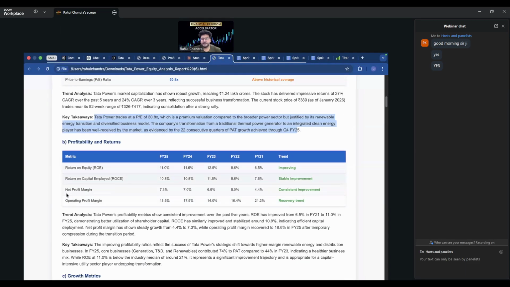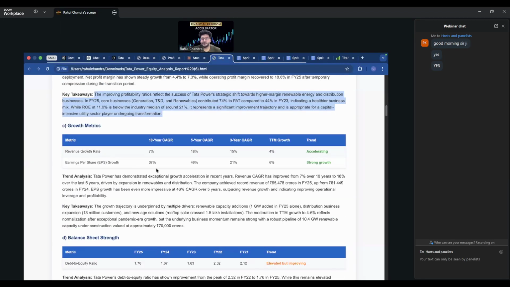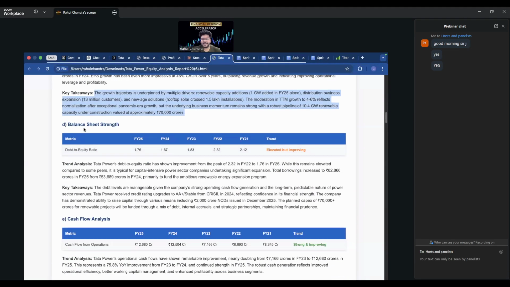Same goes for profitability: ROE, ROC, net profit margin, operating profit margin. It calculates all the ratios, all the growth metrics for the last 5 years, does a trend analysis, tells you what trend observations are there and what you should make of it as an analyst. For growth, it looks at revenue and EPS growth, does a 10-year, 5-year, 3-year, trailing 12-month trend analysis, tells you what the trend is, and helps you understand it in simple layman English.